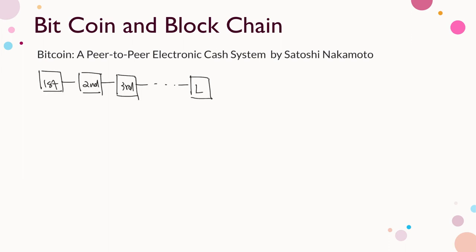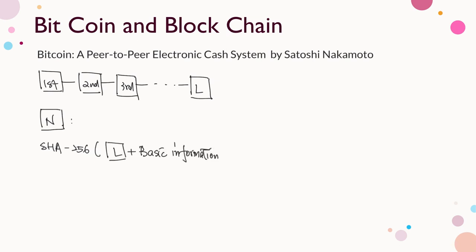To form a new block, miners use the function SHA-256 to convert all information in the last block of the chain, and add on the basic information of the current block, plus the transaction records of the current block. All the information of the new block is converted by SHA-256 into a string of 0s and 1s.